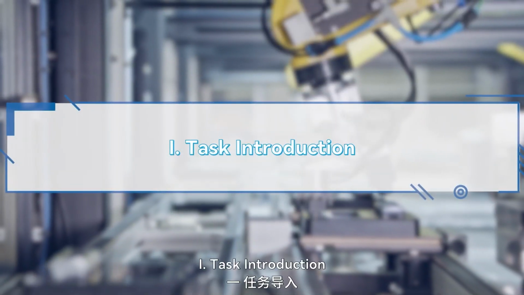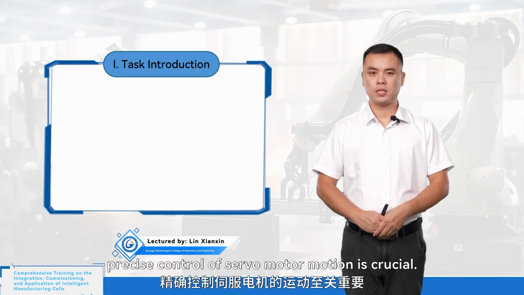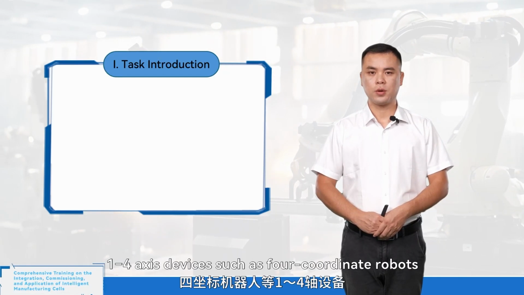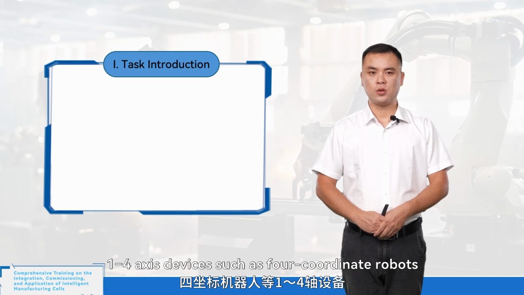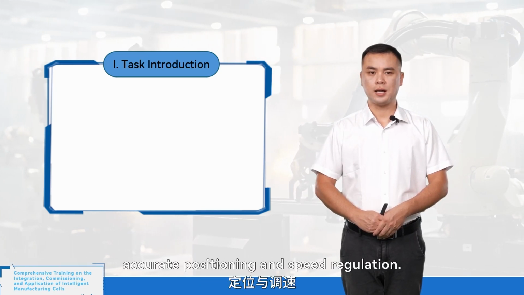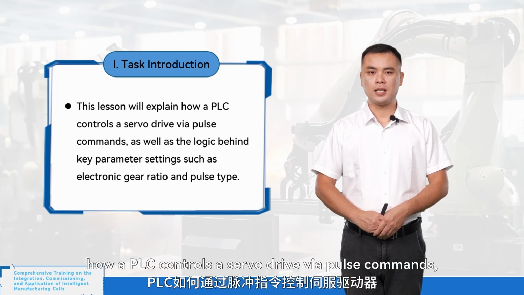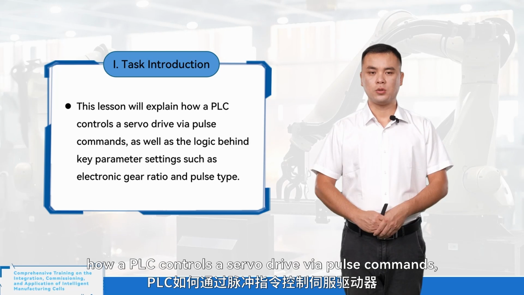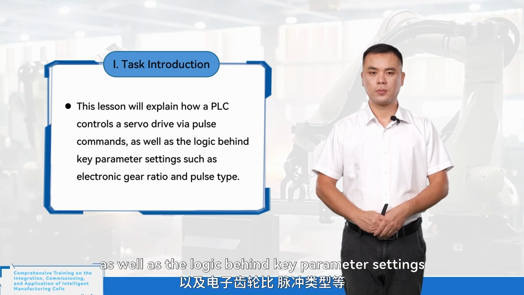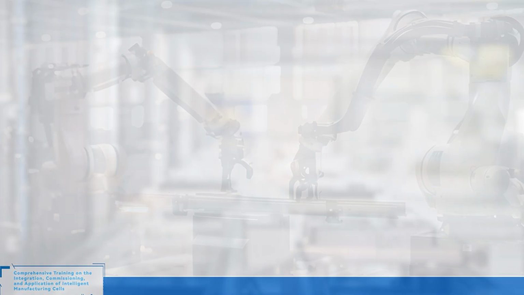1. Task introduction. In modern industrial automation, precise control of servo motor motion is crucial. For example, 1 to 4 axis devices such as 4-coordinate robots often use pulse control mode to achieve accurate positioning and speed regulation. This lesson will explain how a PLC controls a servo drive via pulse commands, as well as the logic behind key parameter settings, such as electronic gear ratio and pulse type.